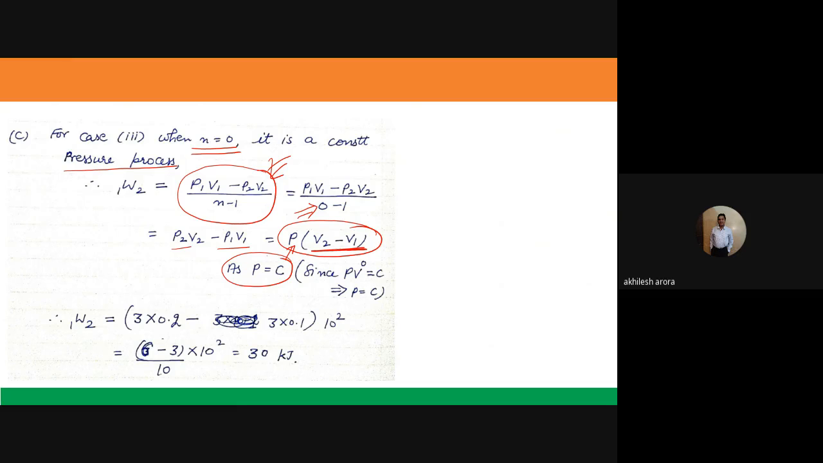The pressure is given as 3 bar, V2 is 0.2, and V1 is 0.1, multiplied by 10 raised to power 2 for converting bar meter cube into kilojoules, and the final answer comes out to be 30 kilojoules. So this is how we can calculate the value of the work transfer.